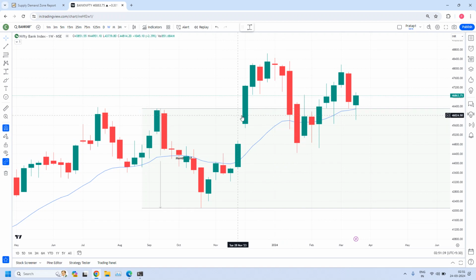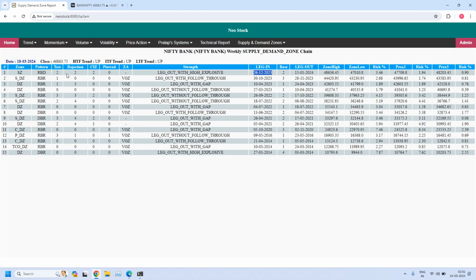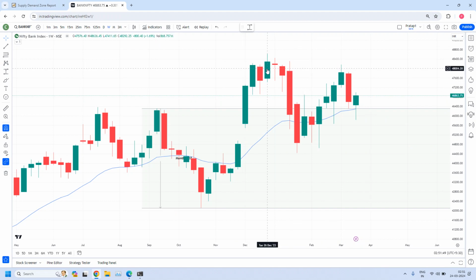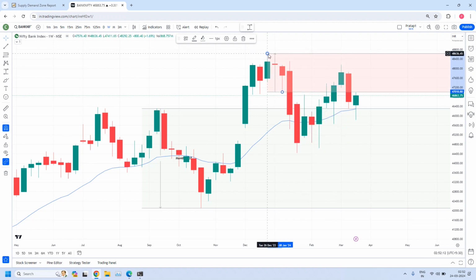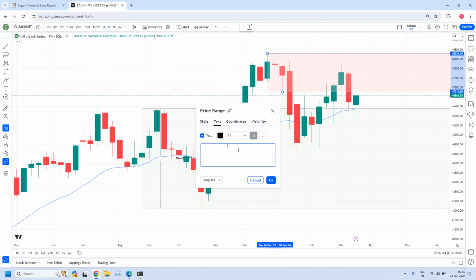26th December. This is the supply zone. Sorry, this is not the demand zone. This is the supply zone. 26th December, 2 base candles. So this is a rally base drop. So we have to select the higher wick of the leg candle, leg in. Now let me change the color to weekly supply zone. And let me label it as a weekly supply zone.